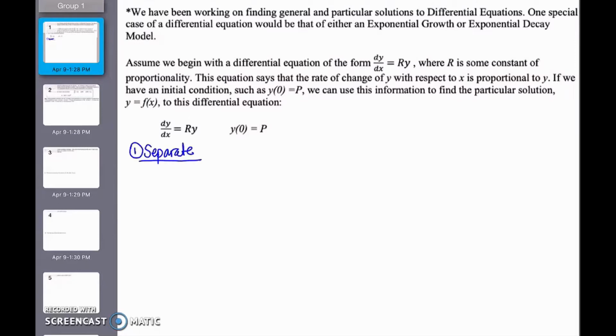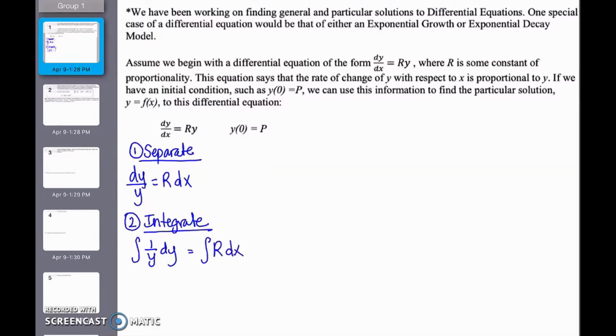If I have dy divided by dx equals r times y, I am going to move the y under the dy, and that is going to be equal to r times dx. Then step 2 is to integrate both sides with respect to the variable on that side: integrate with respect to y on the left, and with respect to x on the right. So I'm going to write that as the integral of 1 over y dy is equal to the integral of r dx.